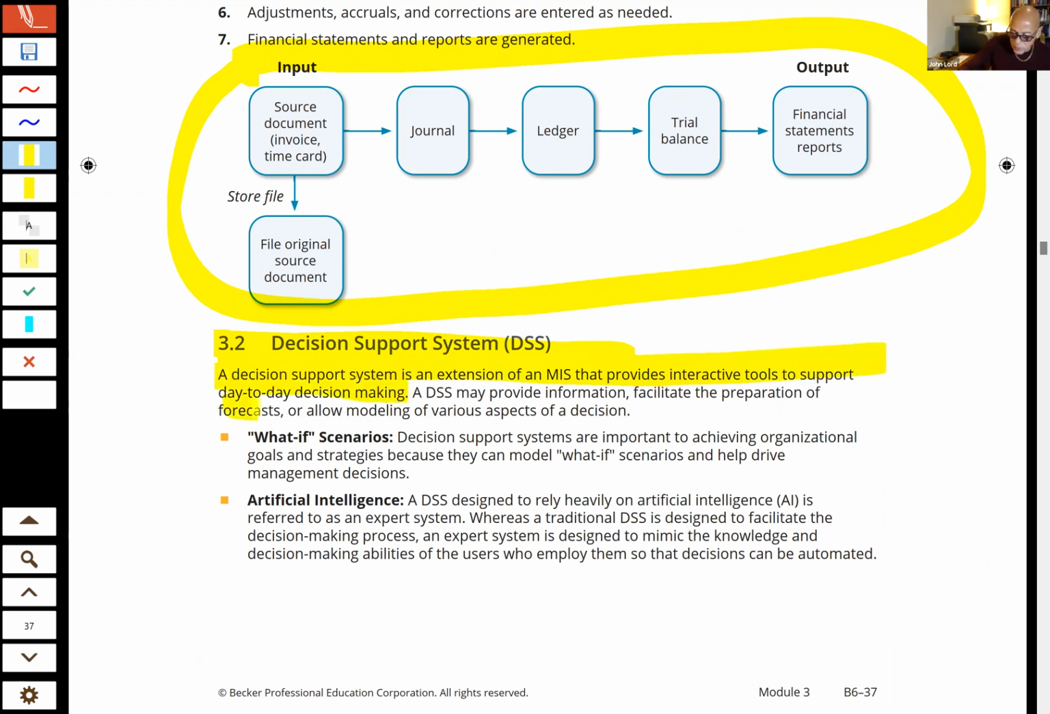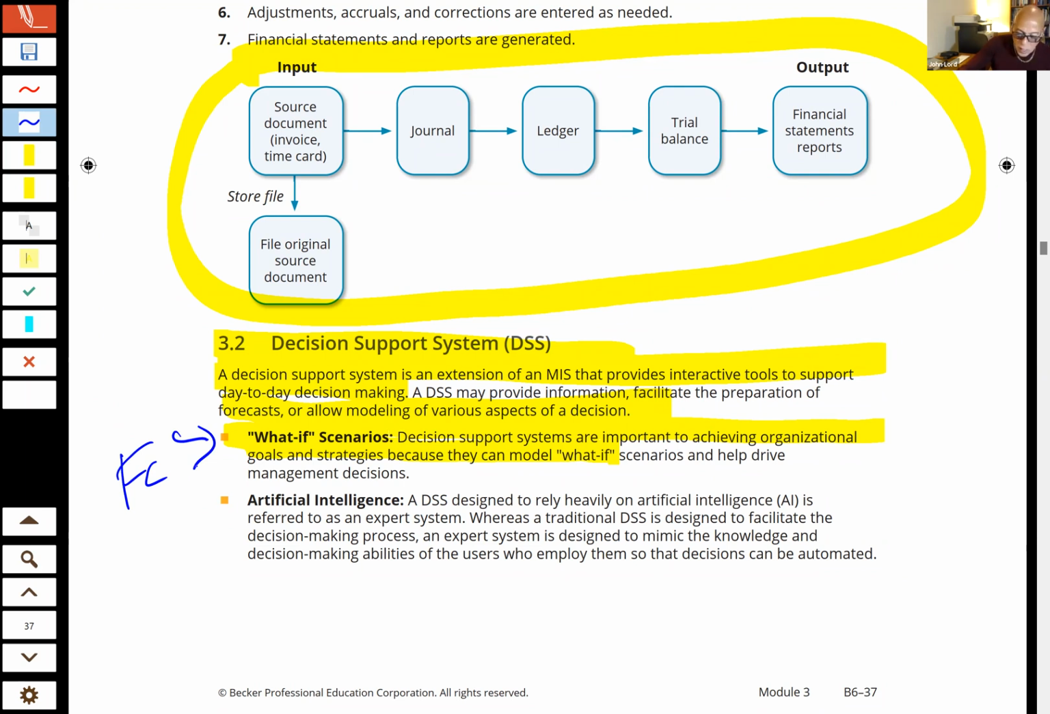And you can see that we can have forecasts or modeling. Okay, we can have what if scenarios. Decision support systems are important to achieve organizational goals and strategies because we can model what if scenarios. So just flashcard that a what if scenario is an outcome, or an output, of decision support systems.